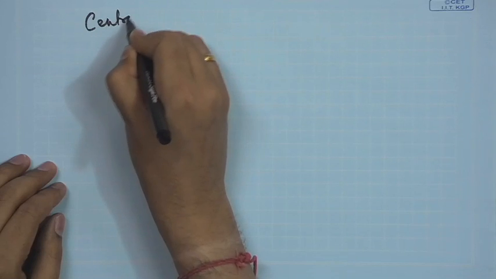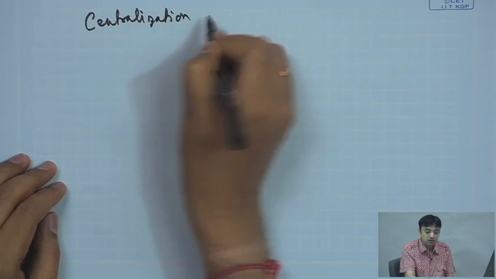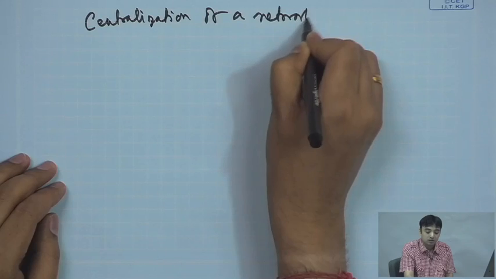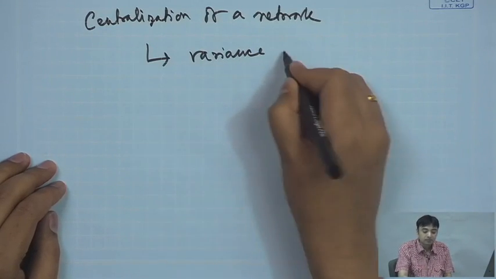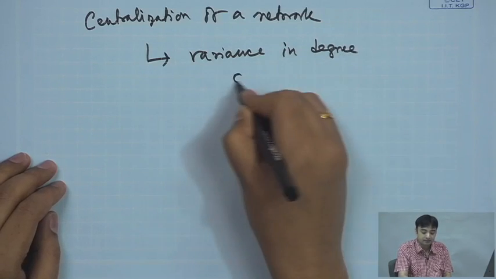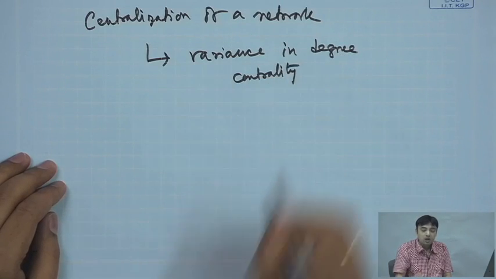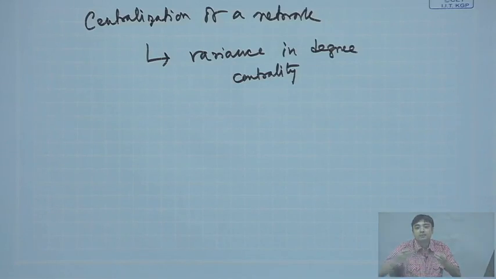Now, given this definition of degree centrality, we can also define something called the centralization of a network, which means the variance in degree centrality. For each node you can estimate the degree centrality. Now, using these values you can measure the variance of these values. And this variance is called the centralization of the network.